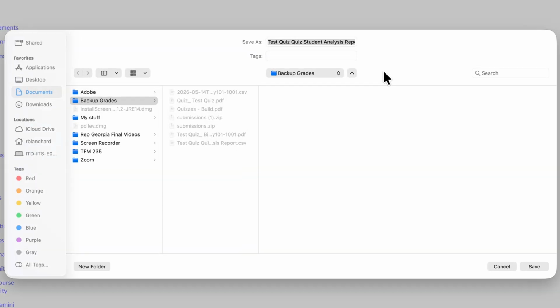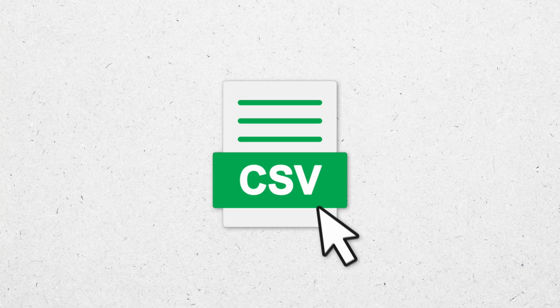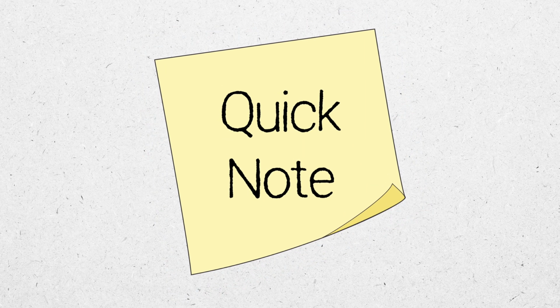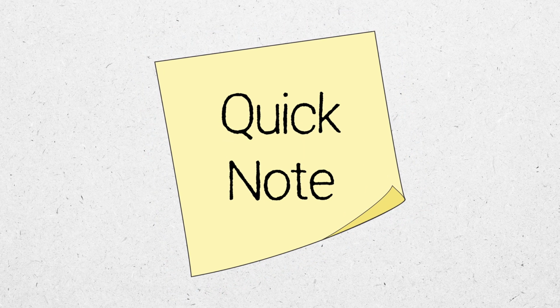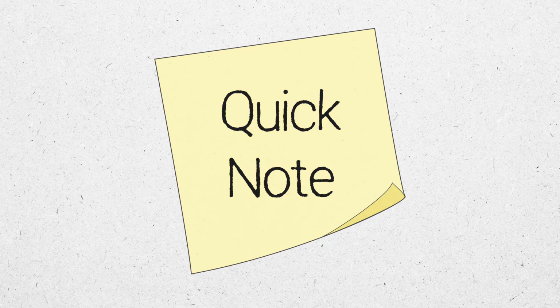Canvas will prompt you to download a CSV file with student responses and scores. Choose a location on your computer and select Save. Once saved, you can open the file to review student quiz or exam results. Please note that this is a spreadsheet, not a formatted version of each student's exam, but it can serve as a useful backup for their responses.